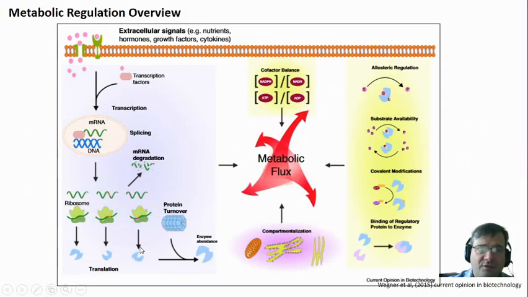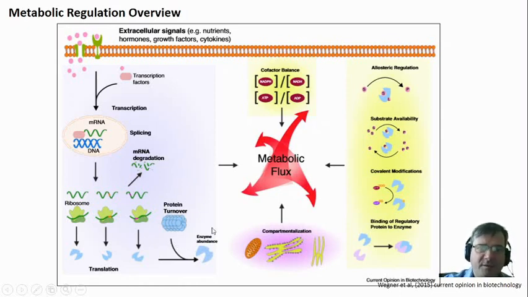So if we have a look at the metabolic regulation overview, this is quite a nice diagram because it shows you both the coarse level and the fine level control. This side really is coarse level. We have extracellular signals saying turn on, we need more protein. This then turns on transcription factors, which turn on genes, gene expression, protein production. Here we have translation, messenger RNA degradation to get rid of the signal. We've got protein turnover, where the protein may be created and then destroyed.